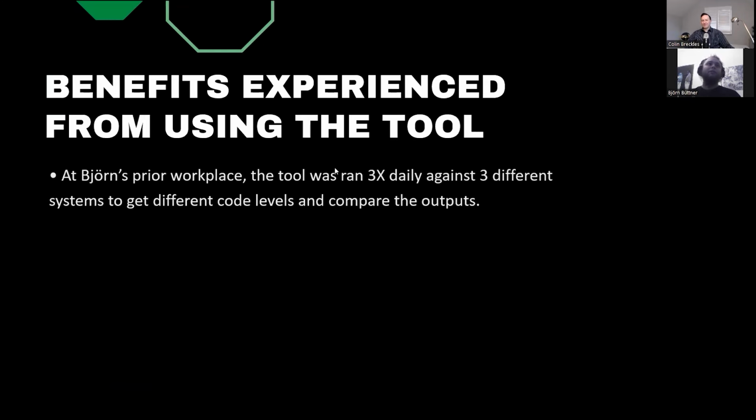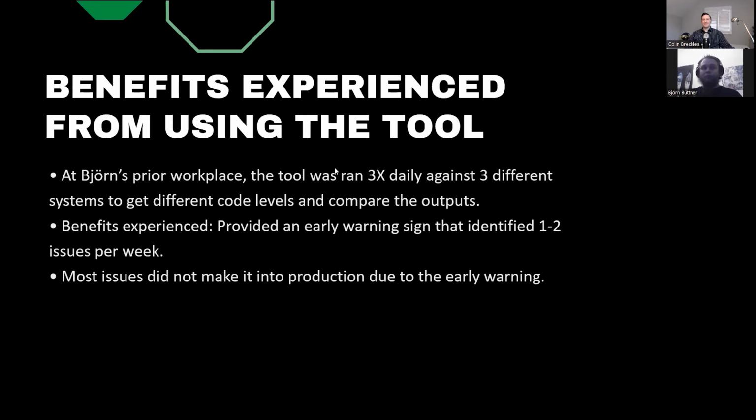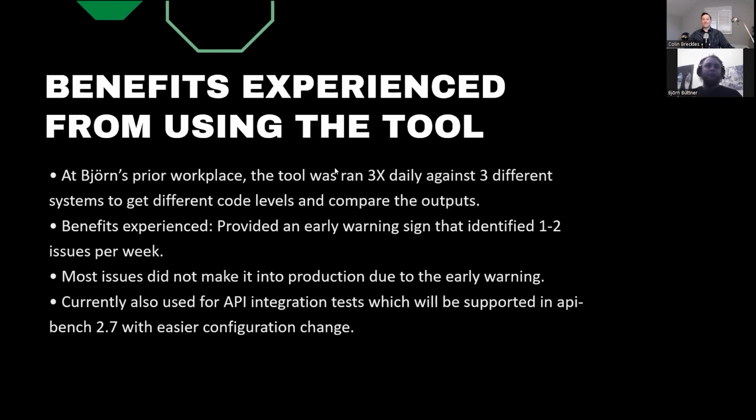Yeah, happily. So the number one task at my previous workplace was having the tool run a couple times a day, usually 3 times, against 3 different systems to have an early warning if the code on those systems did any major changes to the performance outputs. That provided an early warning sign. Usually that got us, across all products, 1 to 2 issues per week that were identified early on and fixed before they even hit production. So most issues were found way before production and somewhere before the regression tests even. So they didn't make it there.